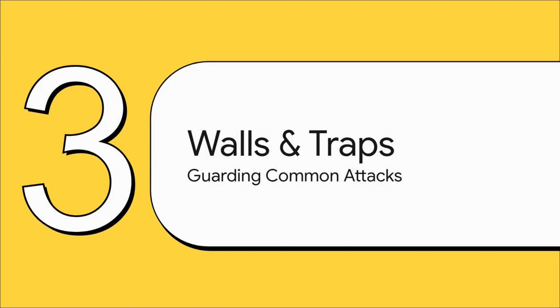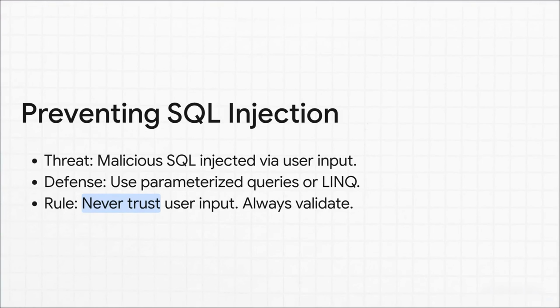These are our active defenses, and they're designed to stop the most common tactics that attackers use to try and breach your application. The first trap we're setting is for an old, but still incredibly deadly, attack: SQL Injection. This is where an attacker tries to sneak database commands into your input fields. The good news? The defense is pretty much built into modern ASP.NET Core. If you're using Entity Framework with LINQ or parameterized queries, you're basically protected by default. The golden rule here is simple: never, ever trust user input.